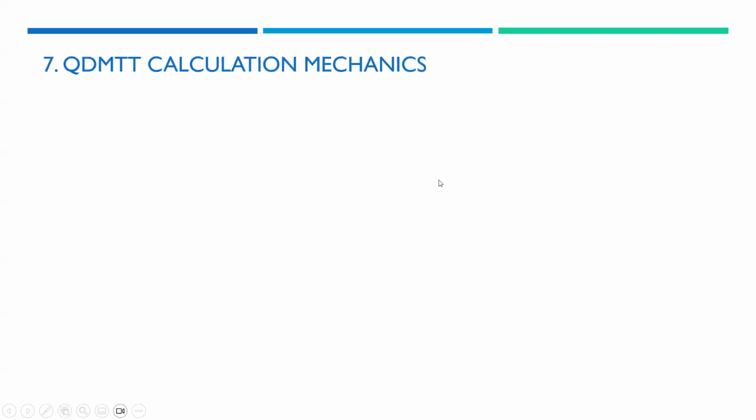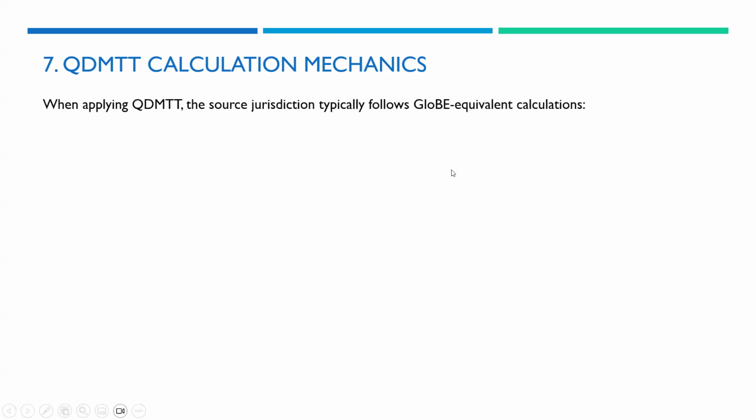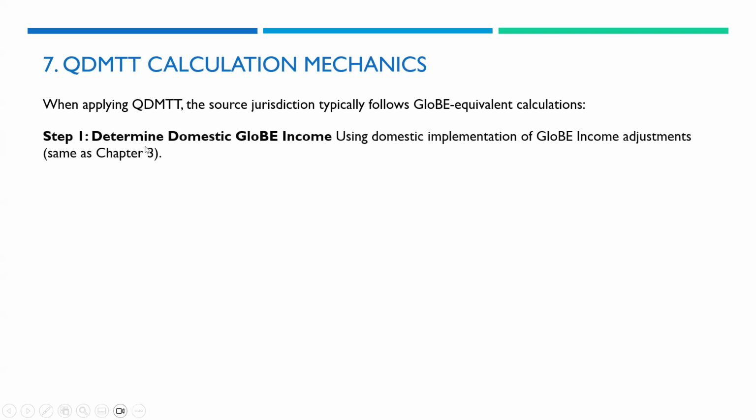Okay. So again, that is the transitional qualified election. Now, what are the QDMTT calculation mechanics? While applying QDMTT, the source jurisdiction typically follows GloBE-equivalent calculations. So how you should calculate QDMTT is the same as how you calculate top-up taxes.